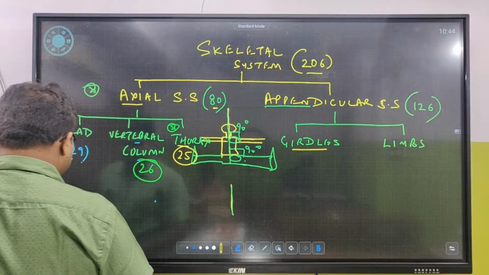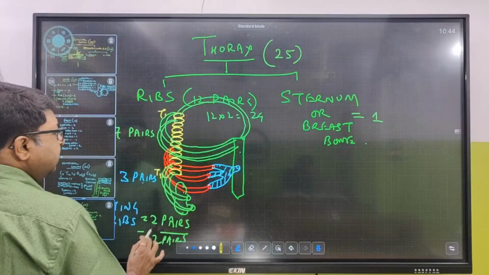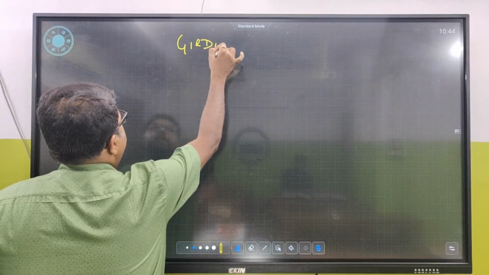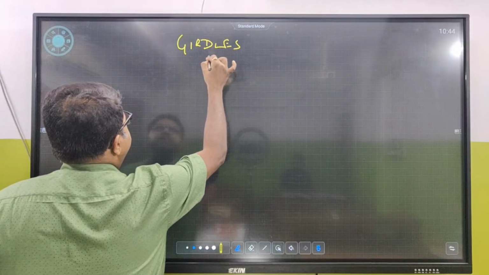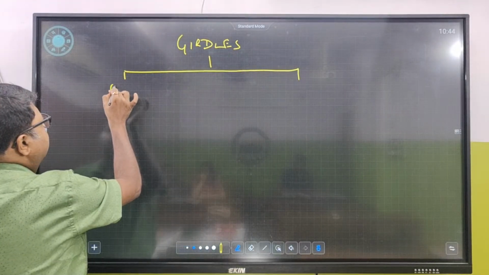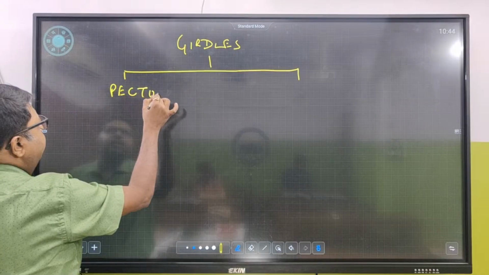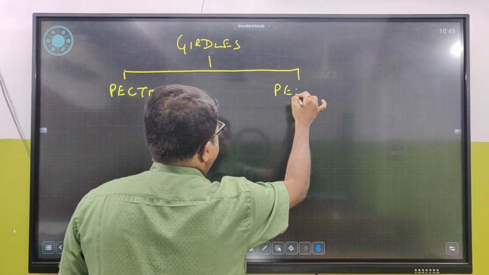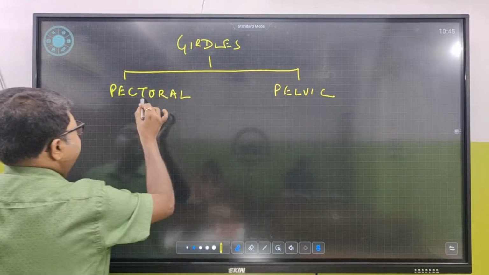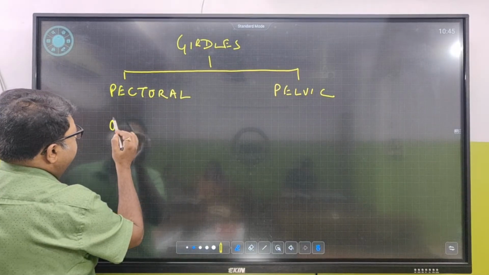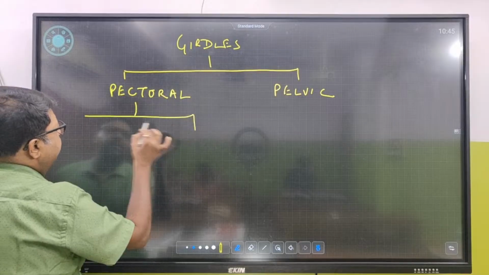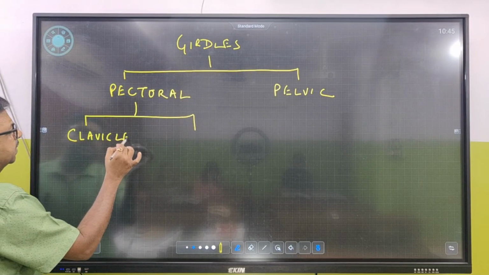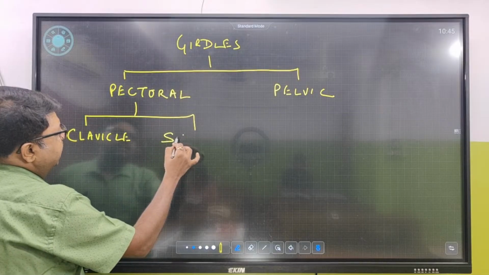And what are girdles? Let's talk about girdle. Girdles are 2 types. One is pectoral girdle, and one is pelvic girdle. When we talk about pectoral girdle, there are 2 bones. Pectoral girdle contains the first one called clavicle, and the second one is called scapula.